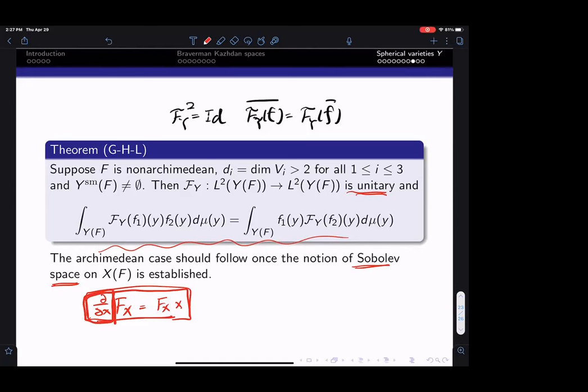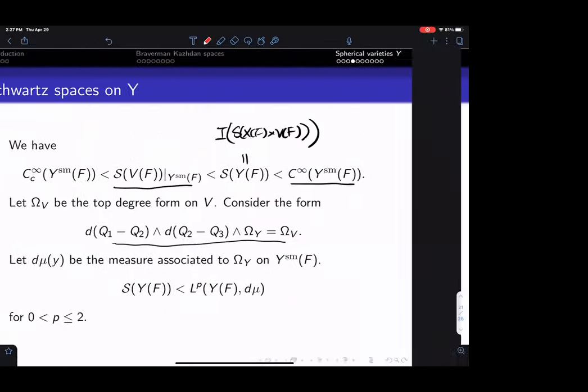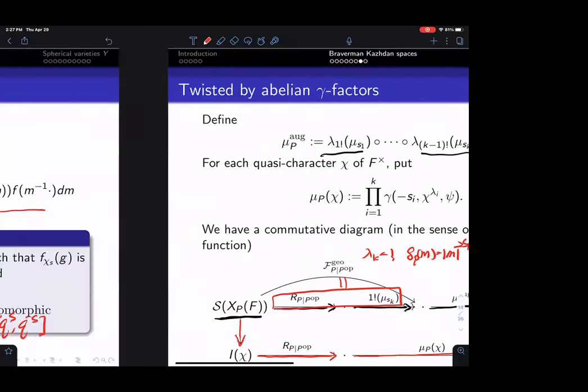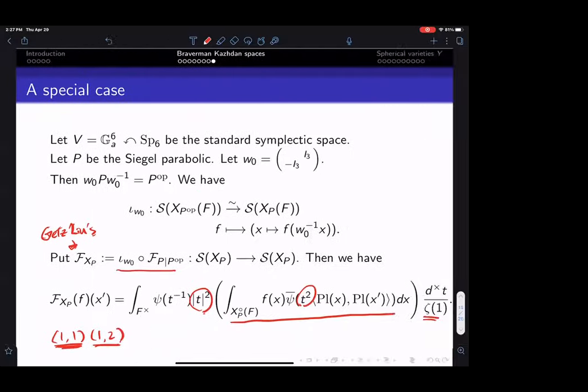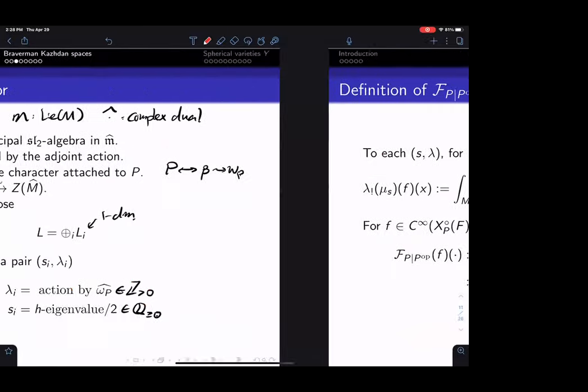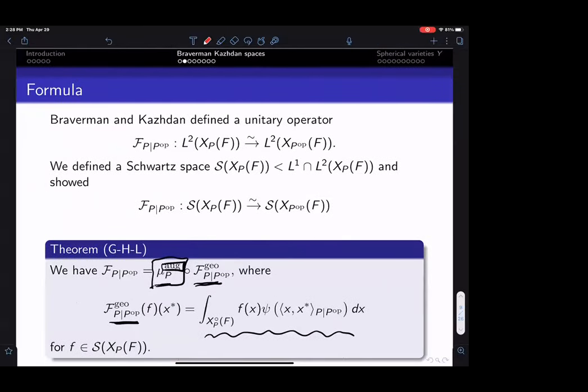So could you go back to the formula? Yes. That formula, I mean, so previously the formula. Right, so here. Yeah, so you said this depends on the choice of the good ordering. Yes. But you have a fixed one, right? Yeah, because this holds, right?